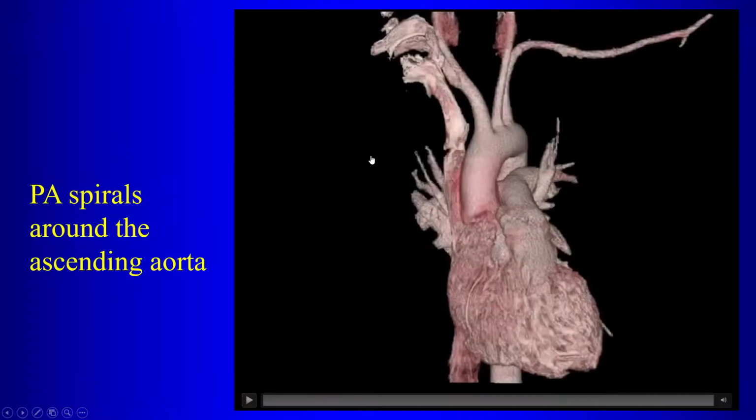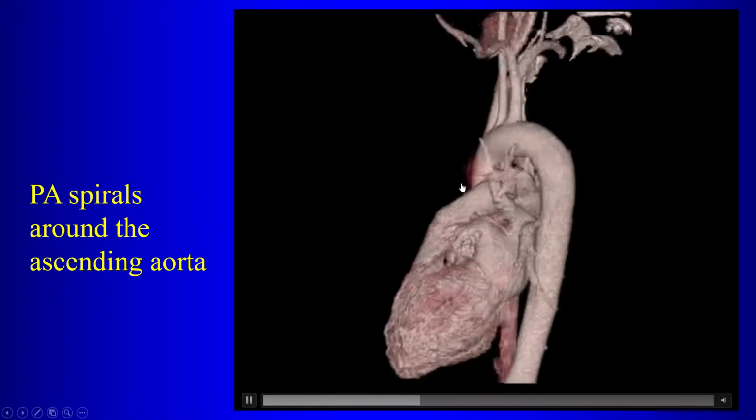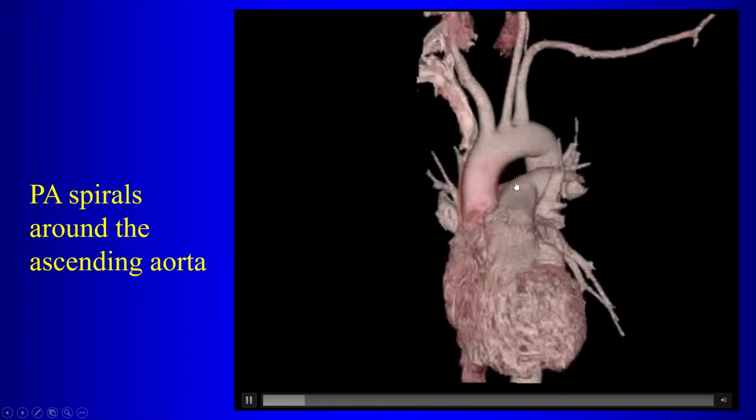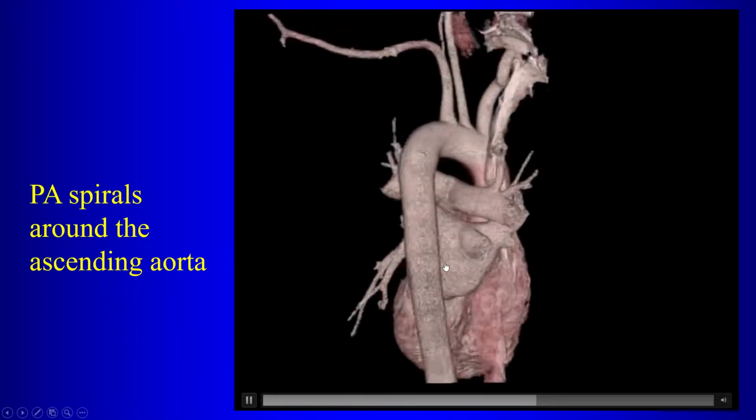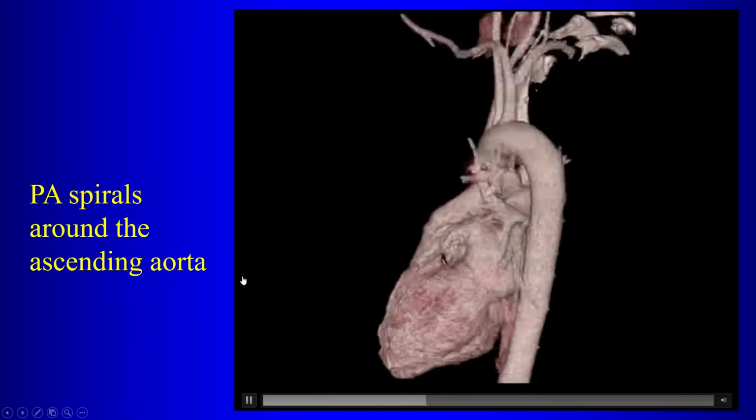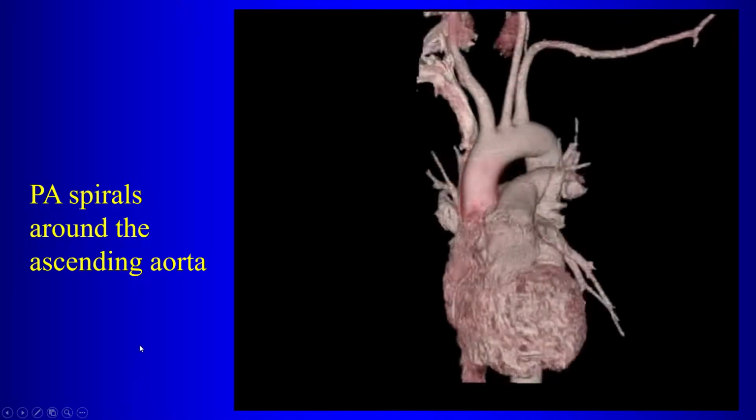The pulmonary artery actually kind of spirals around the ascending aorta. As you can see on this volume rendered view, the pulmonary artery is coming up and sort of spiraling around the ascending aorta.